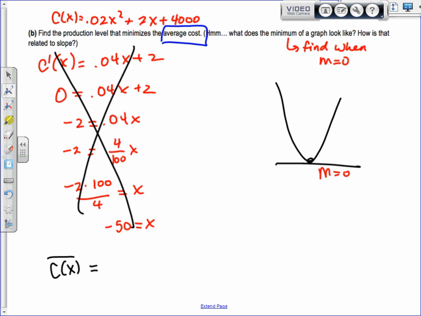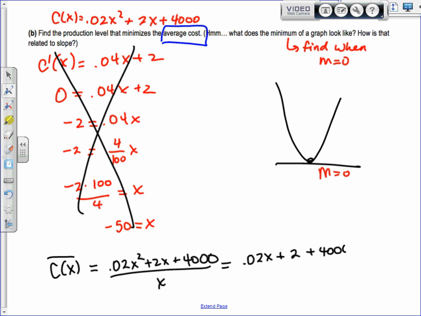All right, so your average cost was the 0.02x squared plus 2x plus 4,000. You need to divide by x. So 0.02x plus 2 plus 4,000. I'm going to write x to the negative 1 so I can use the power rule. You with me? I thought I had gone over this summer and made sure it worked, so I was really thrown off when I was like, what? It does work?